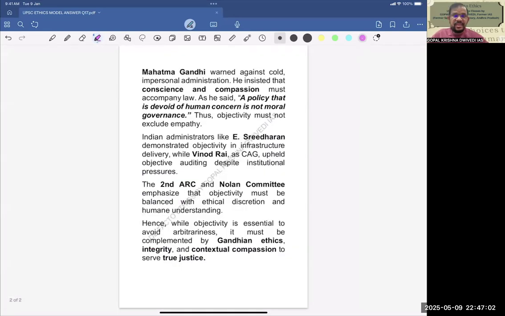Now let us see what is next. Mahatma Gandhi is again another thinker we are quoting, an important Indian thinker. Mahatma Gandhi warned against cold impersonal administration. So sometimes rule-based administration becomes cold, impersonal, mechanical. So this is a caution we need to observe. Gandhiji insisted that conscience and compassion must accompany law. As he said, a policy that is devoid of human concern is not moral governance. This is the statement from Gandhi. Thus, objectivity must not exclude empathy.